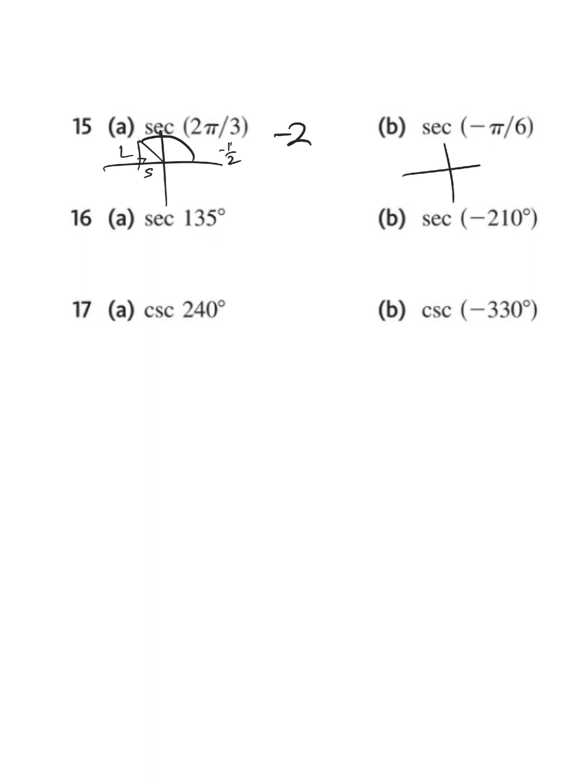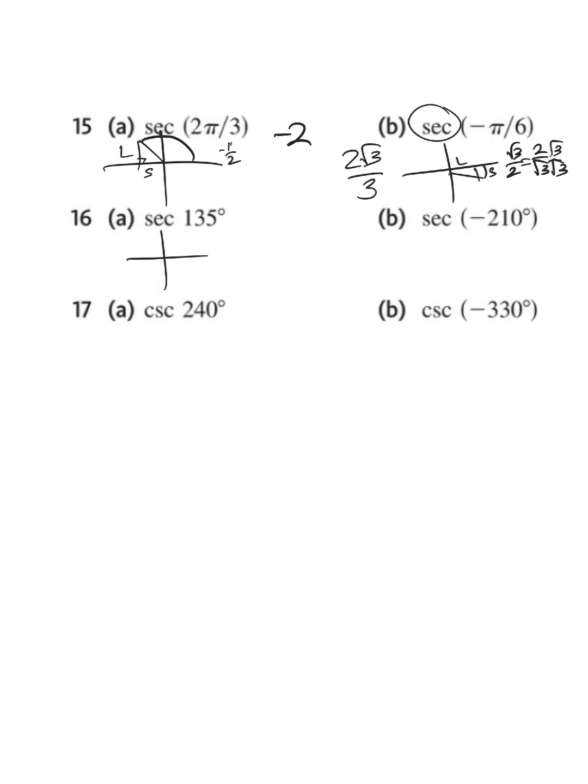Okay, again, secant. Negative pi over 6 is a negative 30-degree reference. X is the long leg, y is the short leg. Secant is the reciprocal of cosine. So if the cosine is the square root of 3 over 2, we're going to say this is 2 over the square root of 3. We rationalize, and you get 2 square root of 3 over 3 for B.